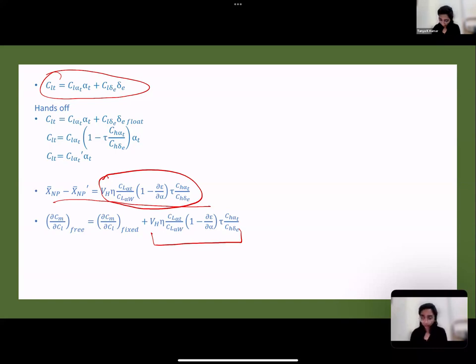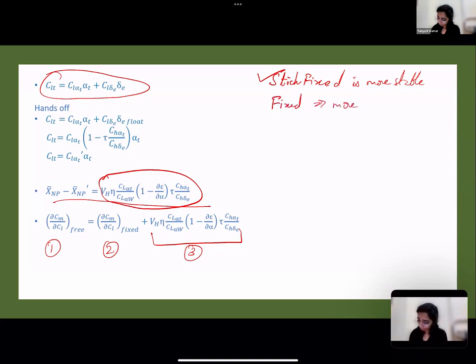Okay, let me just, one minute. This is one term. This is the second term. This is the third term. Now the first, because we have more control over the aircraft. Okay, let me try to understand that. You said that stick fixed is more stable, right? Is that statement true? Yes, you said that. Next, you said more control over the aircraft. That means in the fixed case, more control. Yes.